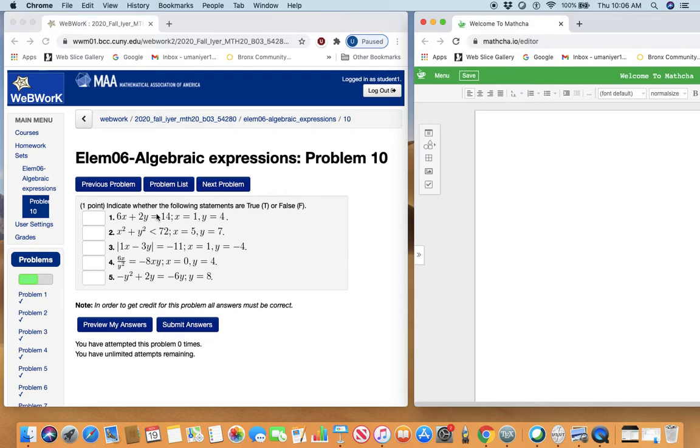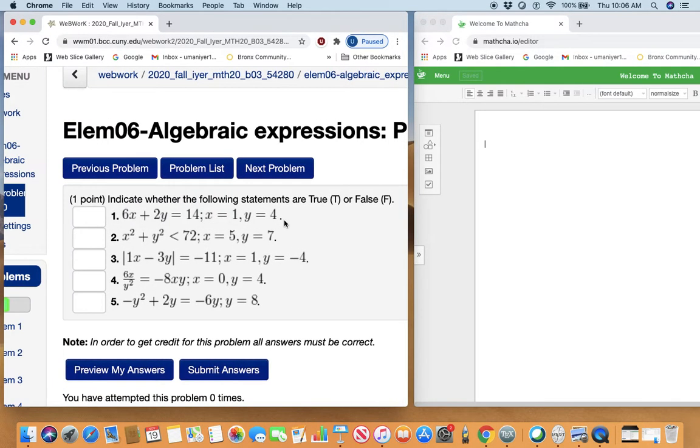Let's try. Indicate whether the following statements are true or false. Okay. So we are required to put in either a T or an F. Okay. X is 1, Y is 4. Will this work? That's all they are asking. X equals 1, Y equals 4. Does this expression when X is 1, Y is 4 give me 14?